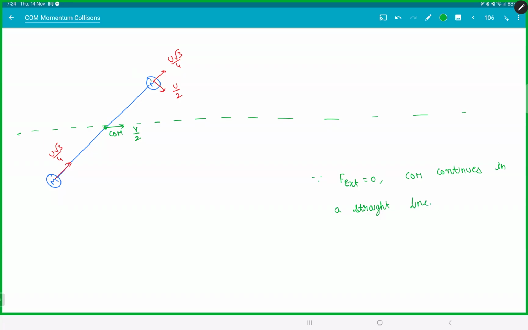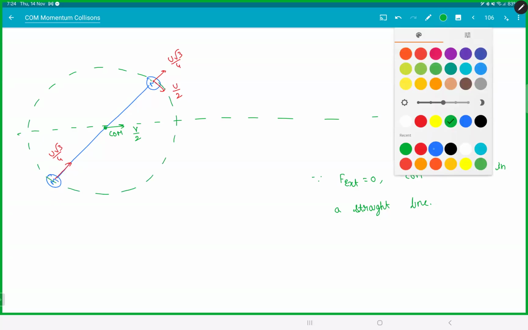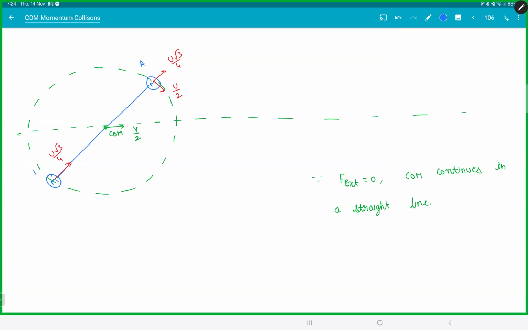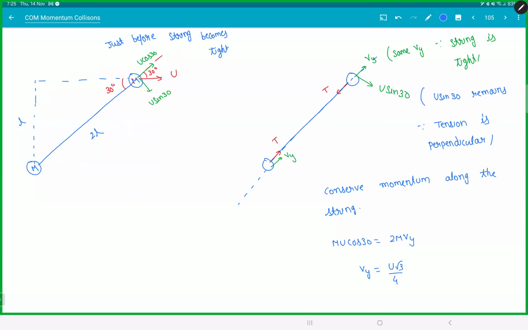And how will these two go? These two will start going in a circle. So after some time, if I call this A and B, this thing is going in a circle. It is rotating and going in a circle. We will talk about that, but have a look at this page.